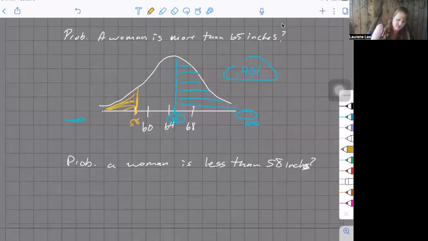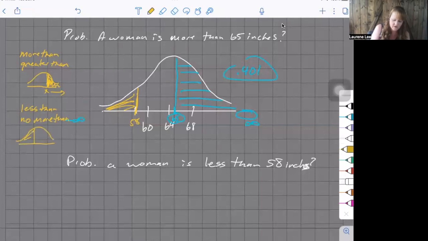Maybe we should make a little chart of that. If I say more than, greater than, these are going to be from a certain marker up. If I say less than or no more than, these are from a certain marker down. Okay, so that's how you draw your picture.